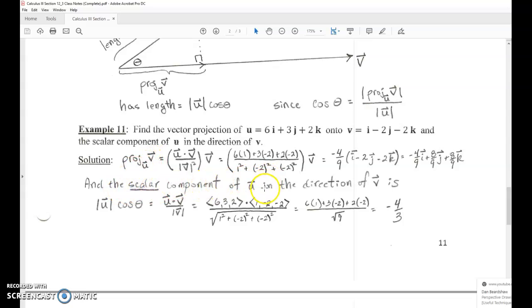And the scalar component of u in the direction of v is the length of u times the cosine of theta. So that's u dot v over the length of v. Again, easy, just mechanical at this point once you know how to do these things, and you get minus 4/3.